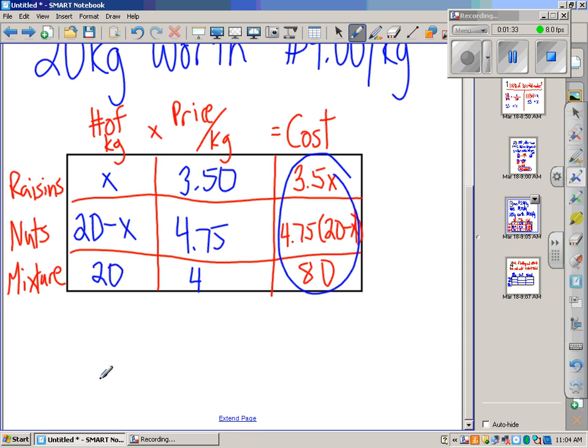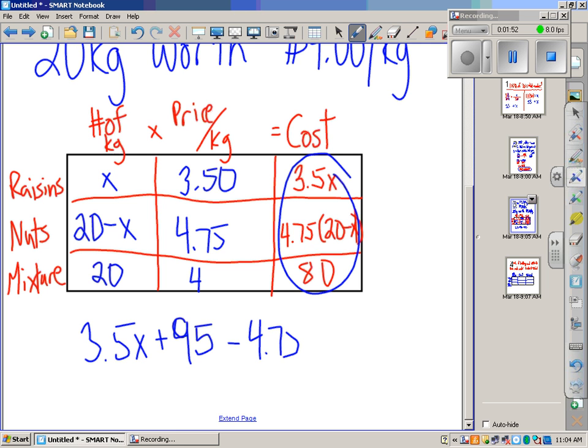So we will rewrite that: 3.5x plus $95 minus 4.75x equals 80. Now if you don't like the decimals, you can do the same concept of clearing the fraction. You can multiply through everything by 100, or you can just leave it the way it is. It doesn't matter, it's up to you. We'll leave it the way it is.